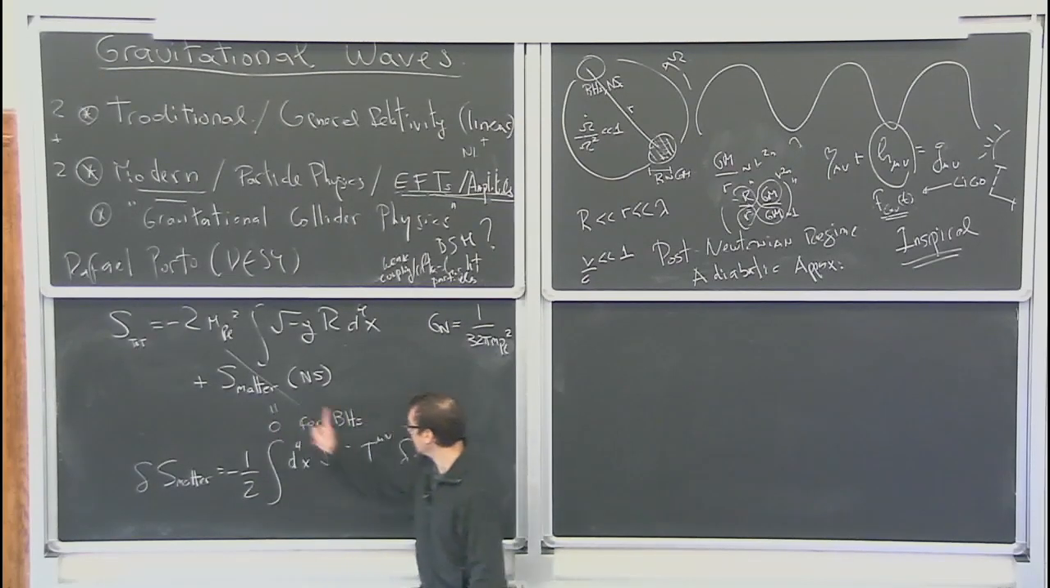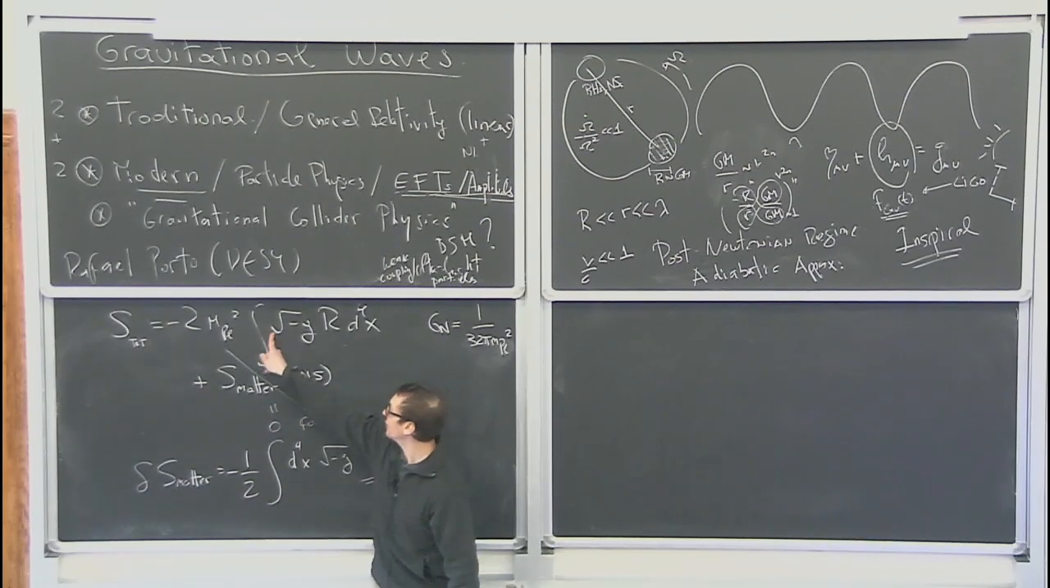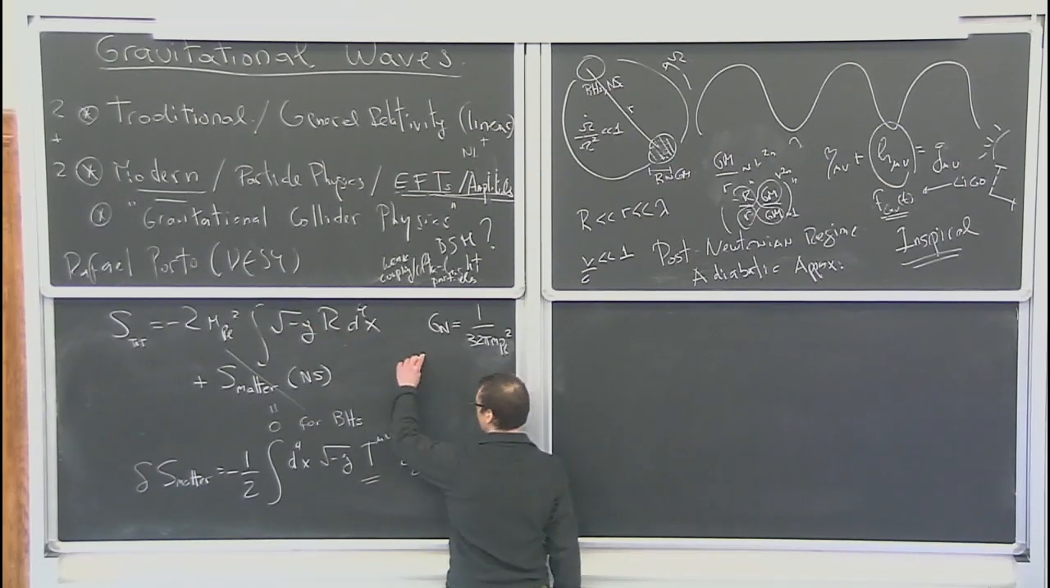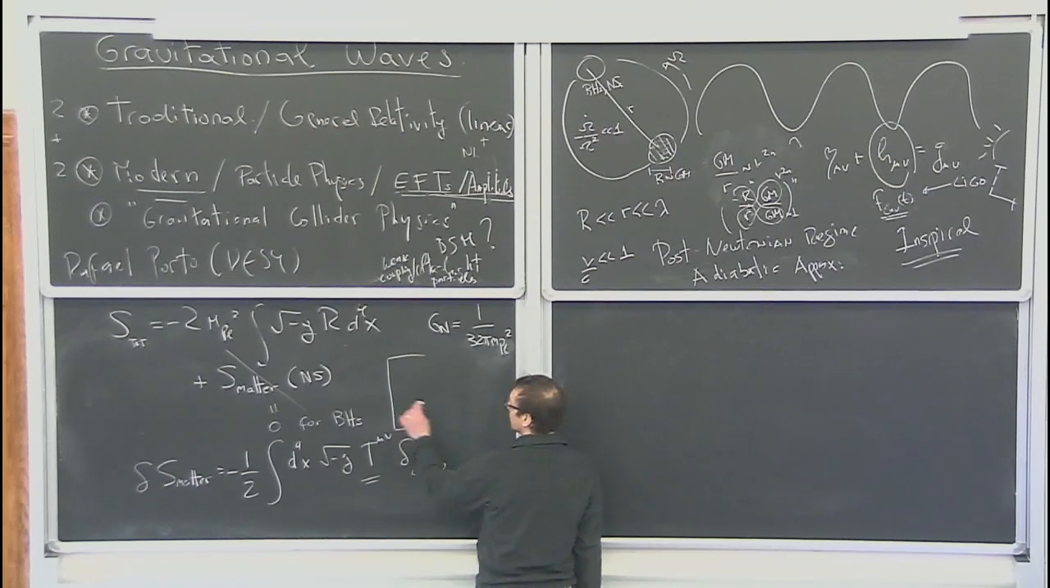So once you have a matter component, you have a T mu nu, you vary here with respect to the metric, and you get the Einstein tensor. So from here, you get Einstein's equations. And this is the curvature tensor, the Ricci tensor. This is the curvature scalar.